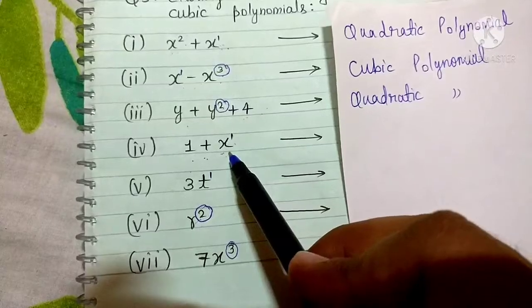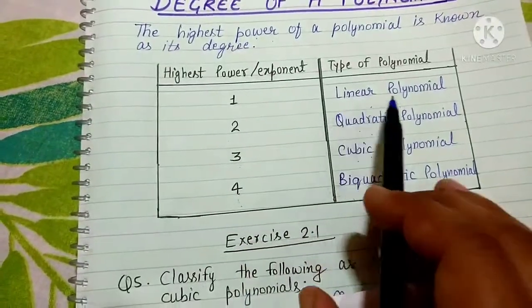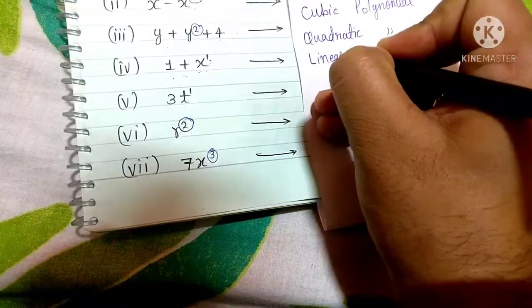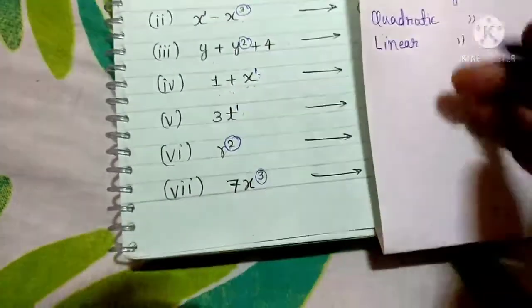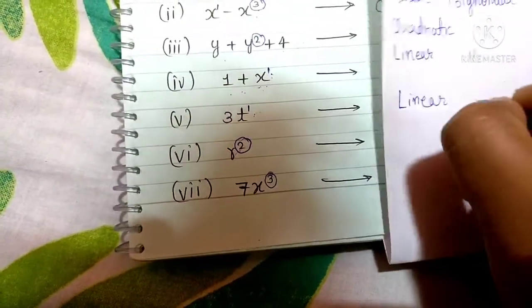Next, 1 plus x to the power 1. The variable is x. And what is the power here? 1. If the variable has the highest power as 1, it will be called a linear polynomial. Next, 3t raised to the power 1. Again the power is 1, so again it will be called a linear polynomial.